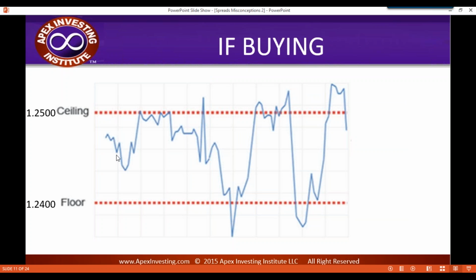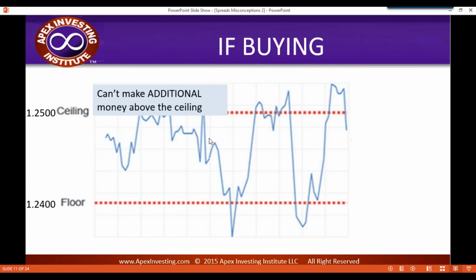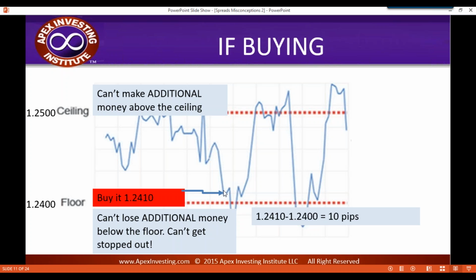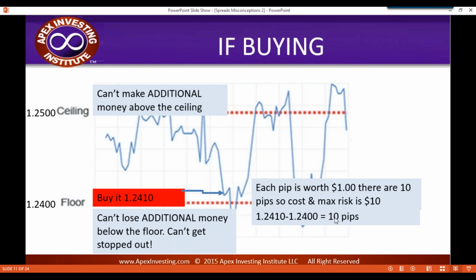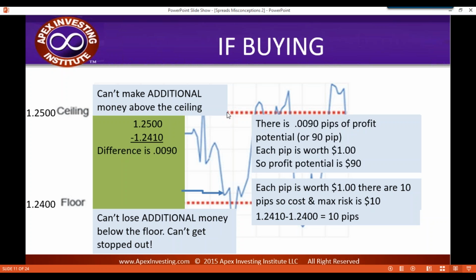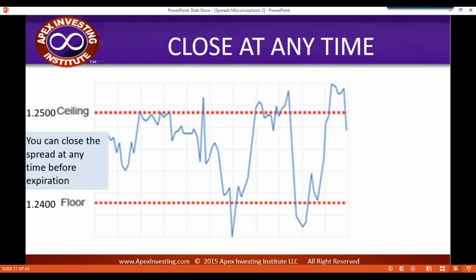Okay? Let's look at the opposite. Let's say we were buying. Again, if I'm buying, I'm saying the market's going up. Well, I can't make money above the ceiling, and I can't lose any additional money below the floor if I'm wrong. So let's say, for example, I bought right here at 24.10 because I think the market's going up. Well, the difference of 24.10 compared to the floor, which is 2,400, is 10 pips. Again, each pip being worth $1. There's 10 pips or $10 of maximum risk. And again, I've got 90 pips up to the top, to the ceiling. So I've got 90 pips of potential profit, each pip being worth $1, so a potential of $90.